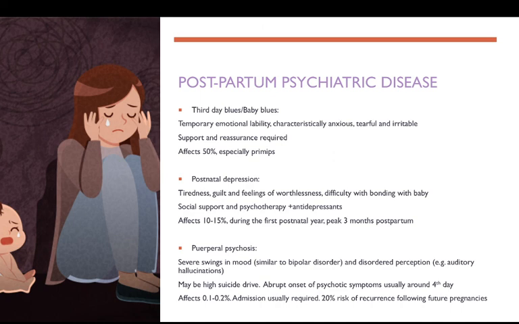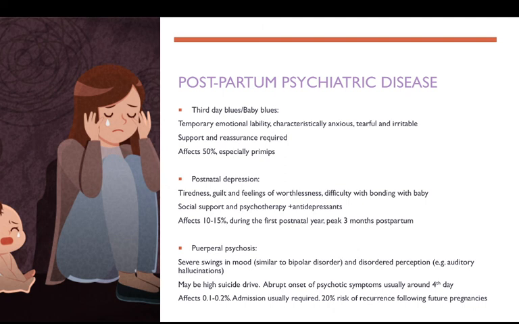The one that's best to use is one of the SSRIs, and it begins with P, but I can't remember the name at the moment. But yeah, it's an SSRI that's best to use for postnatal depression, and it affects 10 to 15% of women, and it's during the first postnatal year, and it peaks around 3 months postpartum.